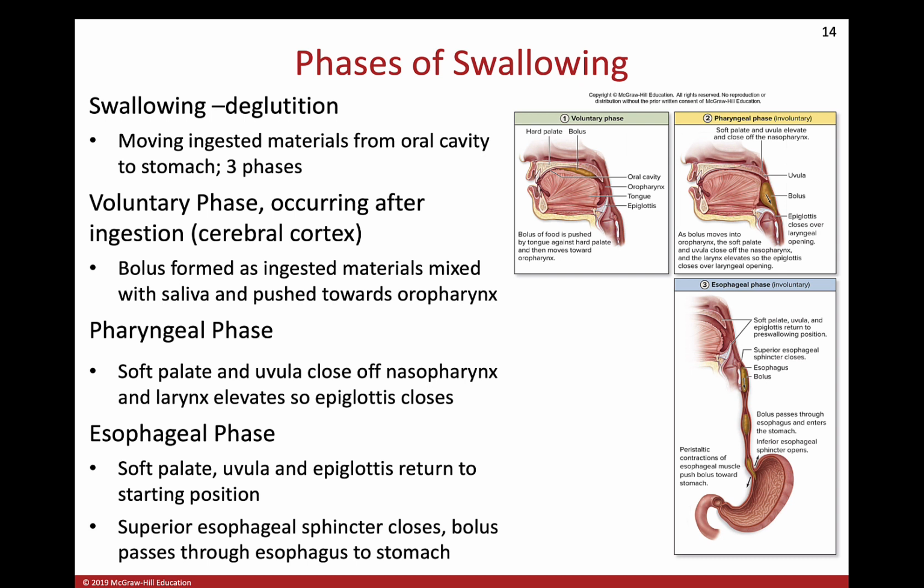Then we have the pharyngeal phase. At this point, both the soft palate and the uvula close off the nasopharynx, and the larynx also elevates so that the epiglottis closes. Then there's the esophageal phase. This is when the soft palate, uvula, and epiglottis return to starting position. At this point, the superior esophageal sphincter closes, and the bolus passes through the esophagus on its way to the stomach. So keep in mind, we have the voluntary phase, but the pharyngeal and esophageal phases are not voluntary.